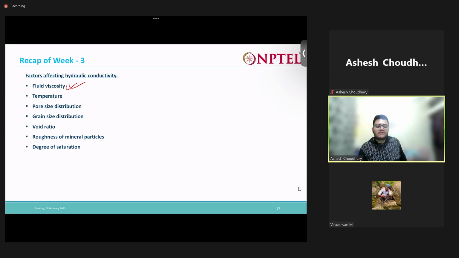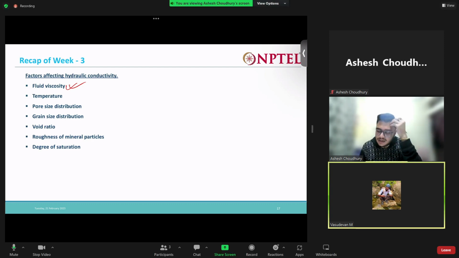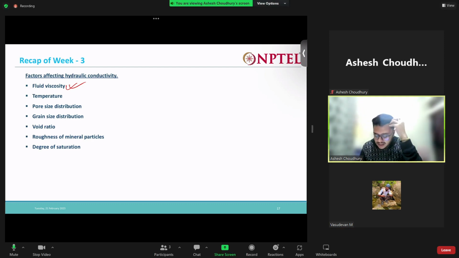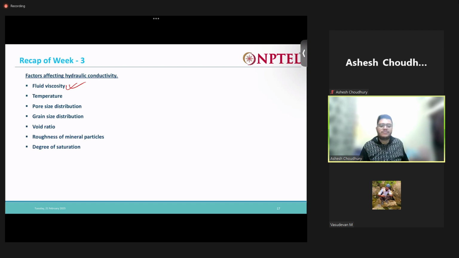So can you tell me, if the viscosity is high, how will the hydraulic conductivity, how will the permeability be? It will be high or low? If it's more viscous, obviously our permeability or the hydraulic conductivity will be low, right? Because the velocity will be low. If it's more viscous, the fluid will take time to flow, right?